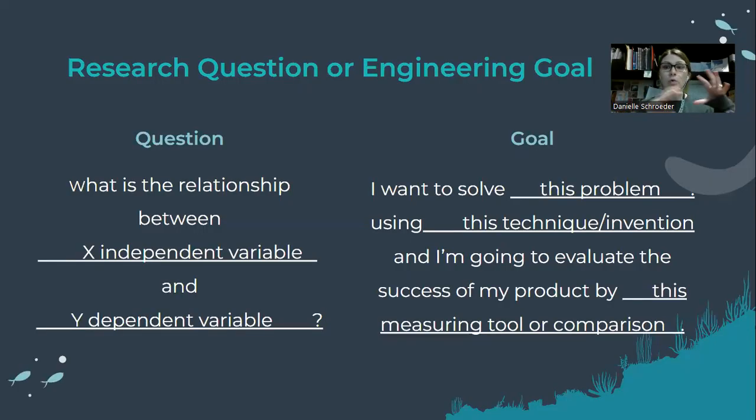All right. Most people's question or goal falls into these categories here. In a question, we're looking for the relationship between your independent variable, the thing you manipulate, and your dependent variable, the thing you measure. In the engineering goal, you're solving a problem using a particular technique or invention or solution, right? And you're going to evaluate the success of that technique, invention, or solution by measuring it with a particular tool or using comparison, right? Think for a minute, which of these categories do you fall into?